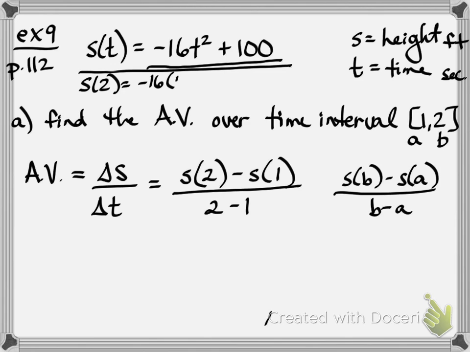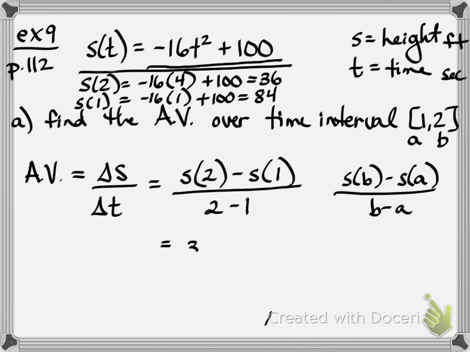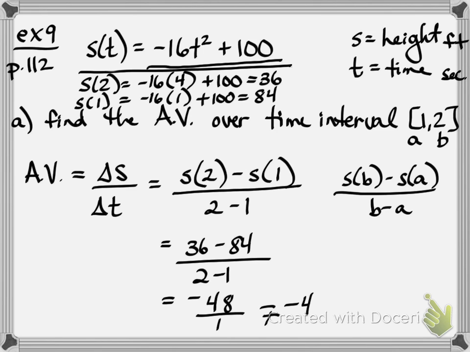Negative 16 times 2 squared plus 100. That's negative 64 plus 100, which is 36. And S of 1 is negative 16 times 1 squared plus 100. Negative 16 plus 100 is 84. So we got 36 minus 84 over 2 minus 1. That gives us negative 48 over 1. So it's negative 48.